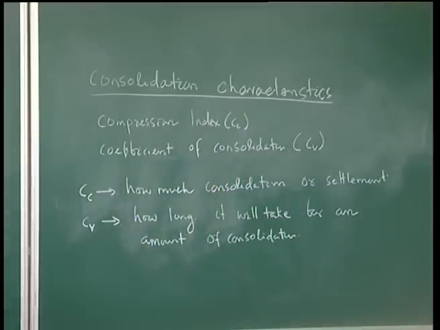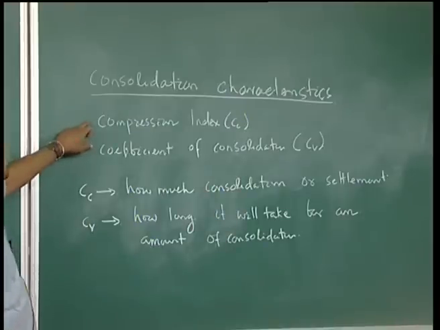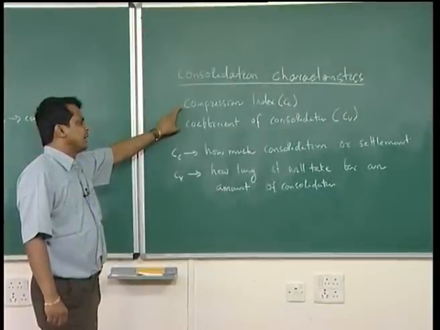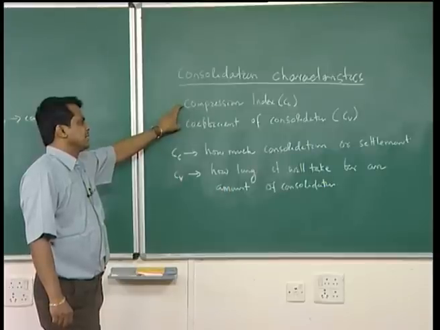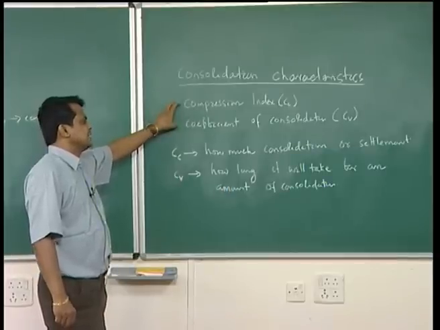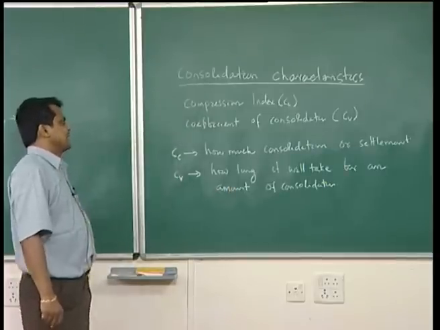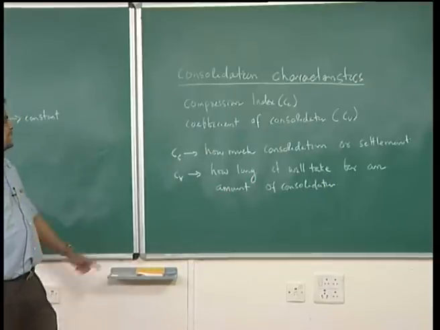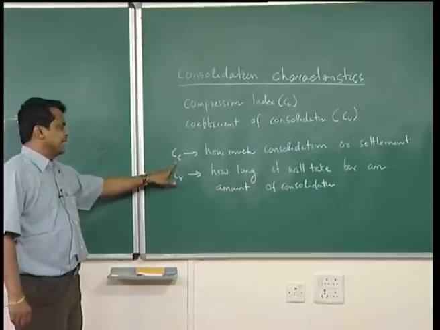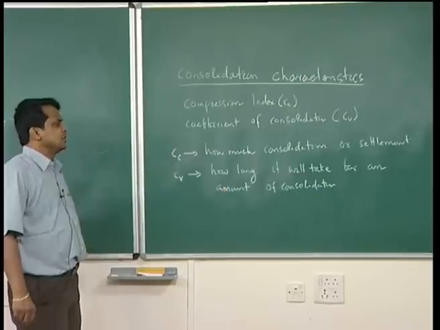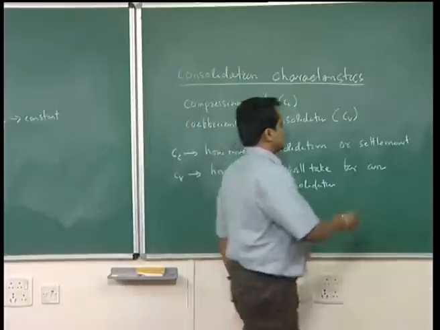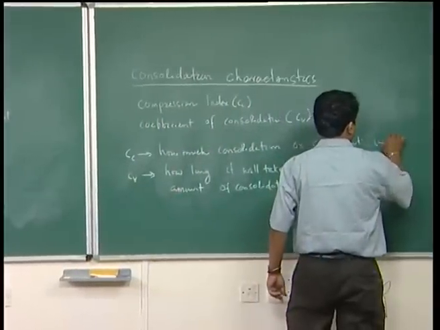Now, the basic consolidation characteristics: one is the compression index, the other is the coefficient of consolidation. These two parameters are required particularly in consolidation, in soil mechanics or foundation engineering, as design parameters. Now what does Cc mean? Cc, the compression index, means how much consolidation or settlement will occur.